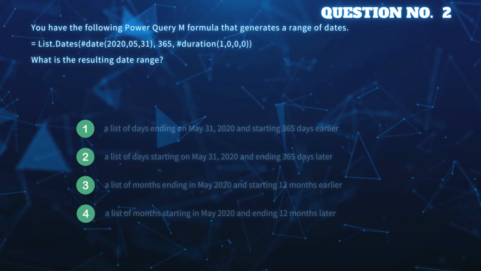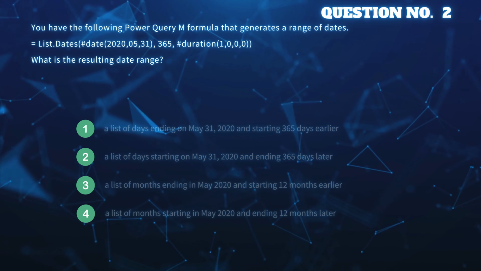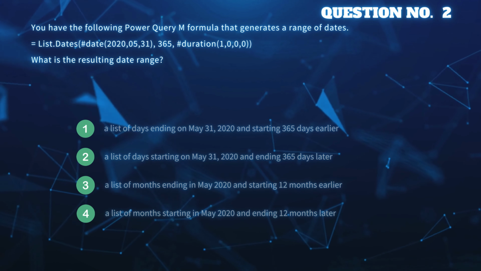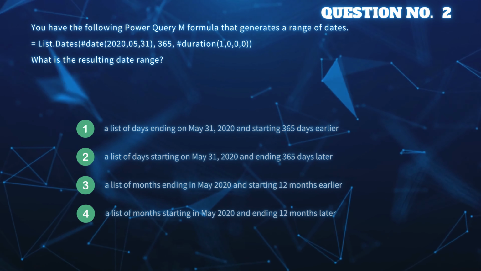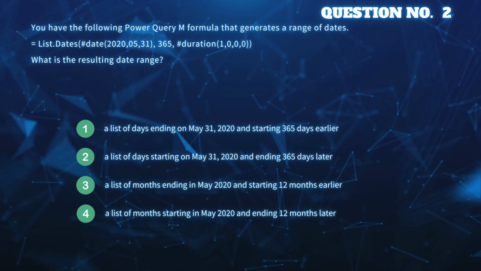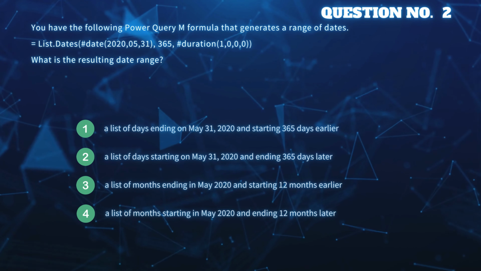You have the following Power Query M formula that generates a range of dates. Equals List.Dates, #date(2020, 05, 31), 365, #duration(1, 0, 0, 0). What is the resulting date range?